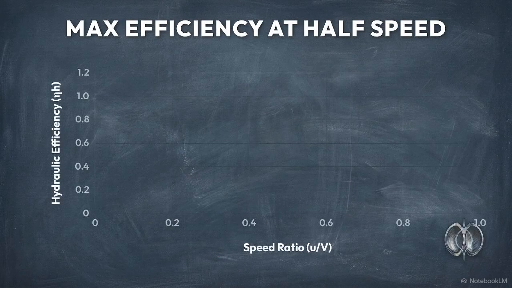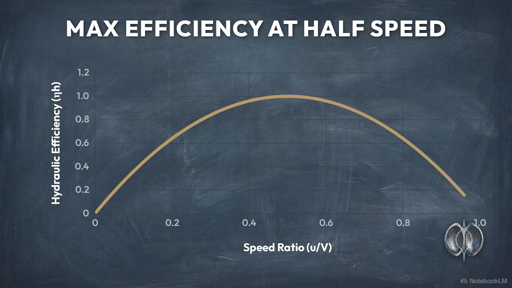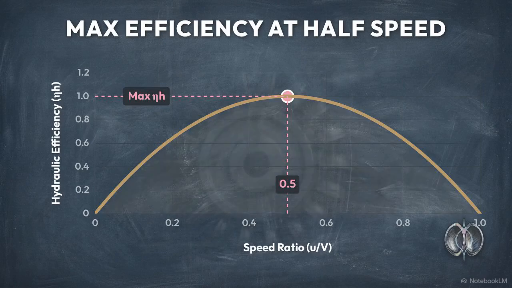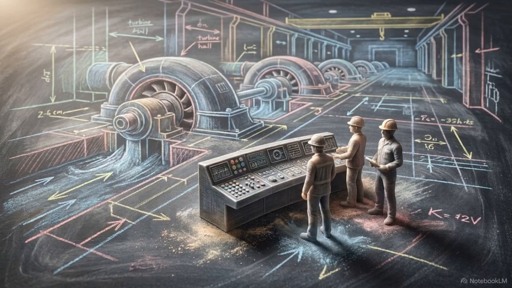When you graph out the hydraulic efficiency across different bucket speeds, a mathematical condition emerges. Maximum efficiency occurs when the bucket speed is half the velocity of the incoming jet. That 0.5 ratio dictates the physical design of impulse turbines. Engineers tune penstock nozzles and generator loads to maintain that speed ratio for peak output.